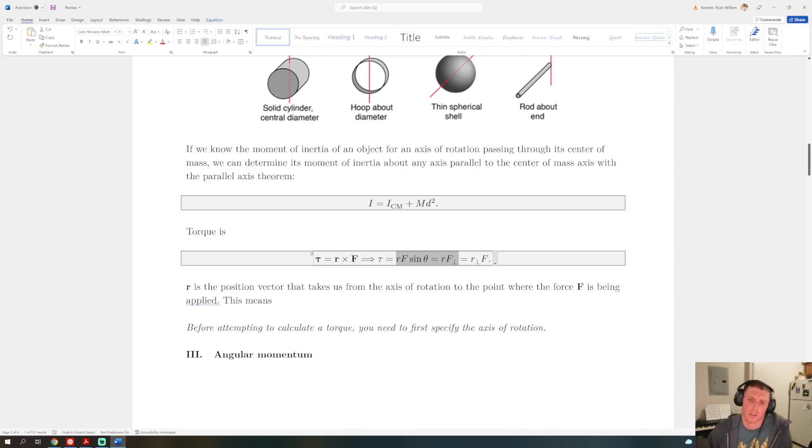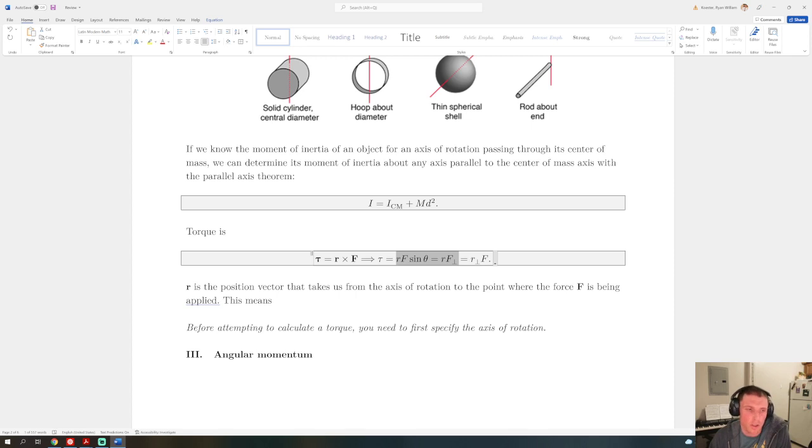So the important thing is that you just get the angle correct, right? And remember that the theta in that sine is the angle between the position vector and the force vector. So just make sure of that. What you should do is make a very careful diagram whenever you're doing a problem involving torque, right? Try to make it as nice and clear as you possibly can. And this will hopefully allow you to get the trig correct when you have to do this rF sine theta thing. Okay. So I said r is the position vector that takes us from the axis of rotation to the point where the force F is being applied. And this means, before attempting to calculate a torque, you need to first specify the axis of rotation. So just before you do anything, make sure you specify the axis of rotation.